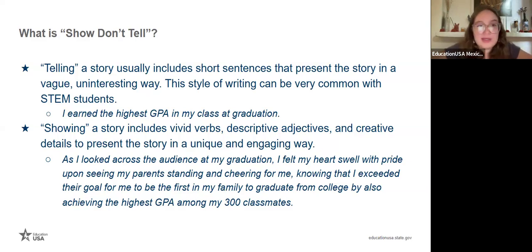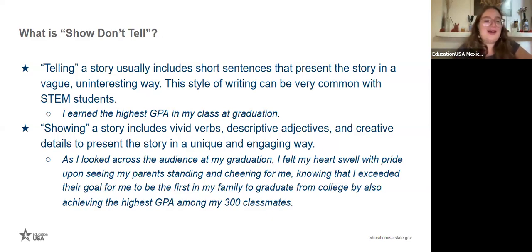Keep in mind, they're going to be reading hundreds, if not thousands, of these essays, and you want to make it an exciting, enjoyable experience for them to get to know you. As I looked across the audience at my graduation, I felt my heart swell with pride upon seeing my parents standing and cheering for me, knowing that I exceeded their goal for me to be the first in my family to graduate from college by also achieving the highest GPA among my 300 classmates.